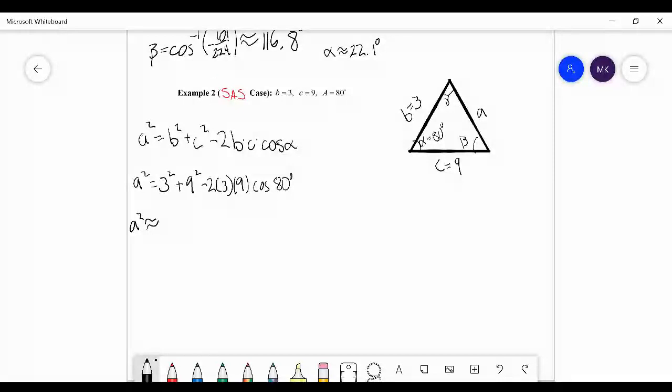We get that that's approximately 80.62. Actually, instead of writing it like that, that's fine to do in your calculator. And then just square root of answer, so you keep the exact value. But what we can also do is avoid doing the cosine. So we'd have 3 squared plus 9 squared gives us 90 minus 2 times 3 times 9 gives us 54.